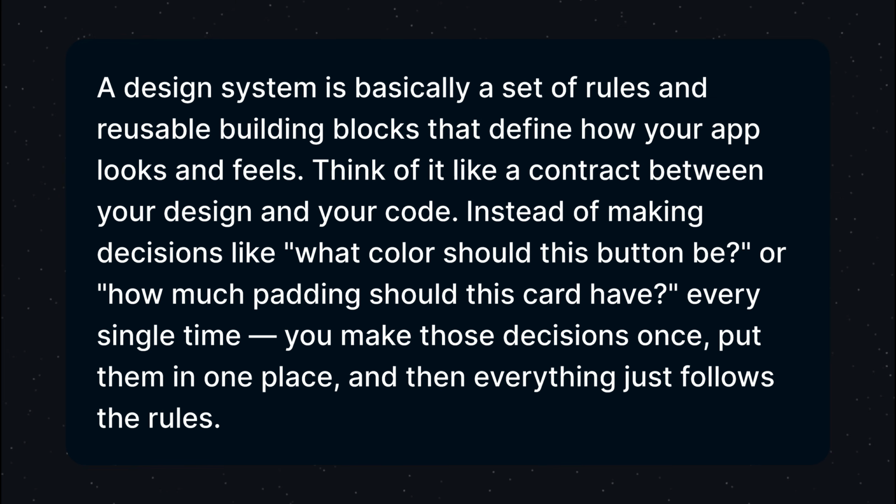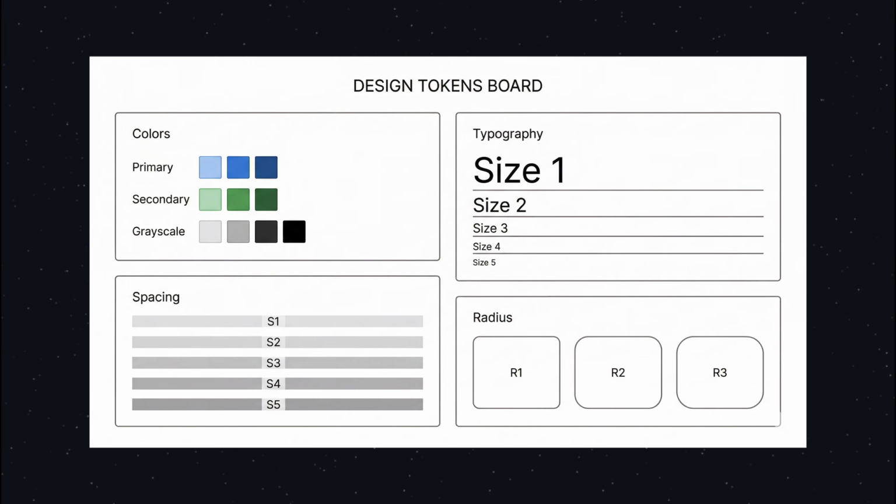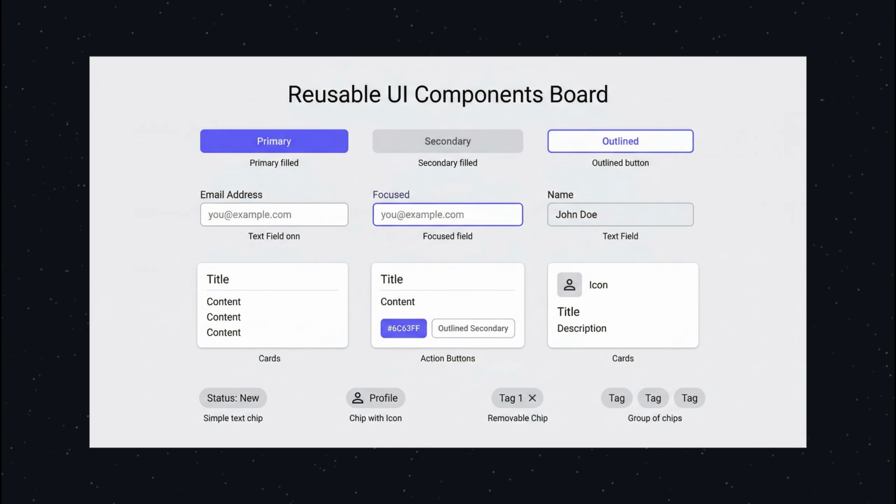It has two main parts. Design tokens. These are your raw values. Your colors, your font size, your spacing scale, your border radius, the atoms. Components. These are your reusable widgets built on top of those tokens. Your buttons, your text fields, your cards, the molecules.